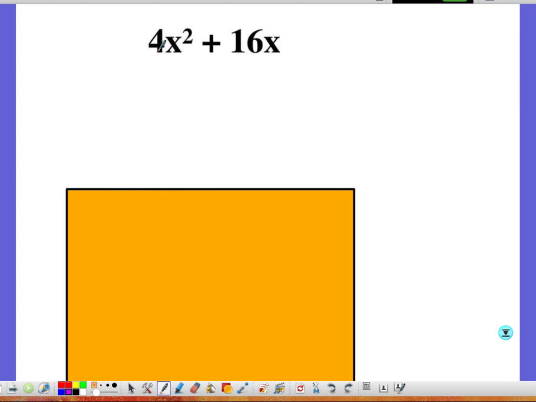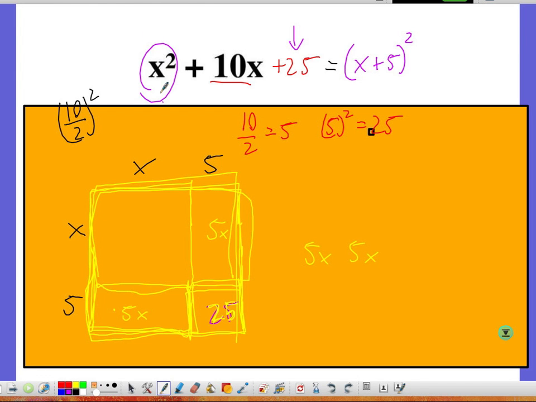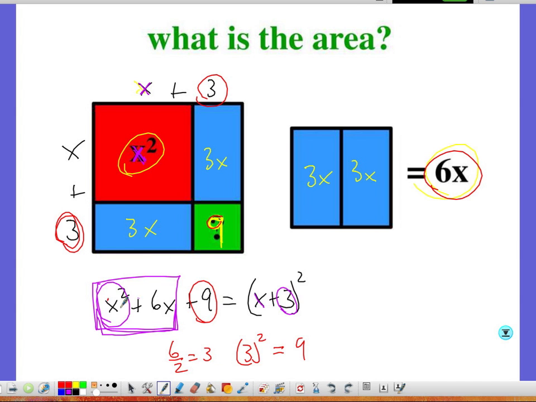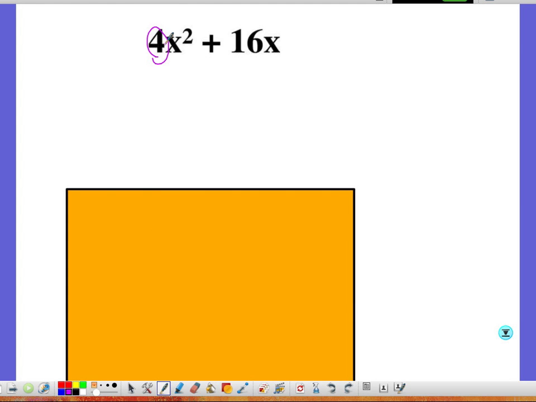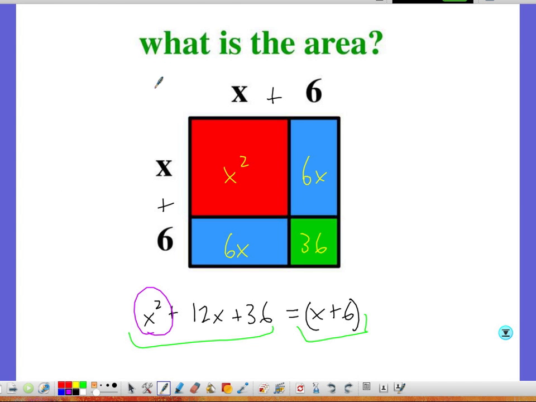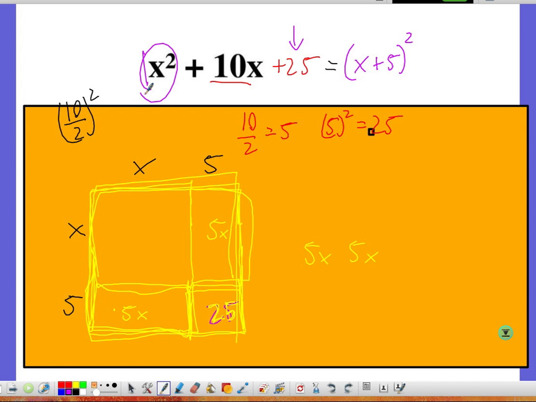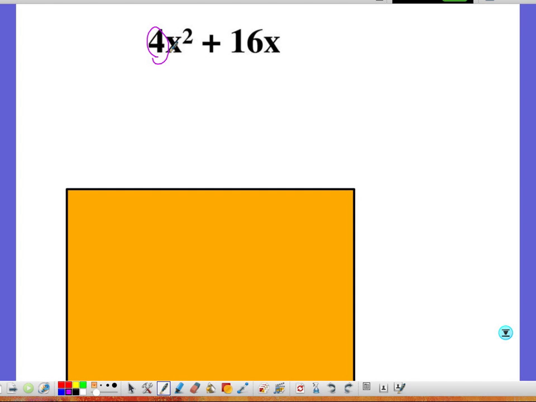But here, notice that we have a coefficient not of just 1, like we had here. This is an invisible 1 right there, this is an invisible 1 right there, a 1 right there. This time we have 4. So we can complete the square if our coefficient is 1. So what we need to do here is divide the first two terms by 4 in order to get a coefficient of 1.